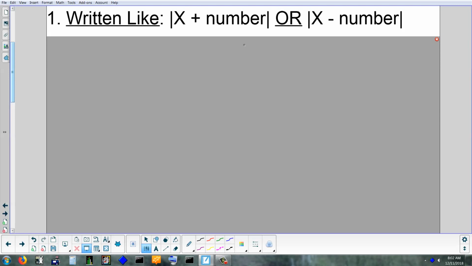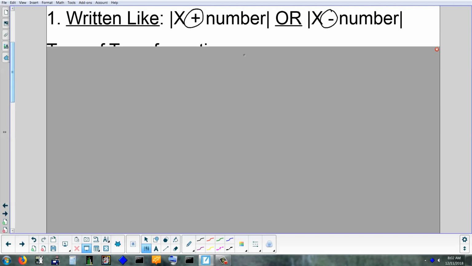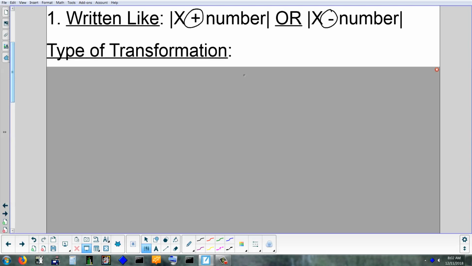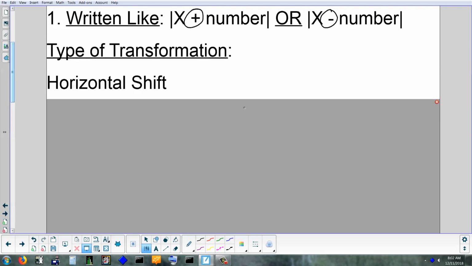Now, this is inside the bars. Okay? Inside the bars. Now, what operation am I doing right here? Addition. What about here? Subtraction. Anytime that you add or subtract inside the bars, the type of transformation is a horizontal shift. Okay, horizontal shift. So under type of transformation, put horizontal shift.